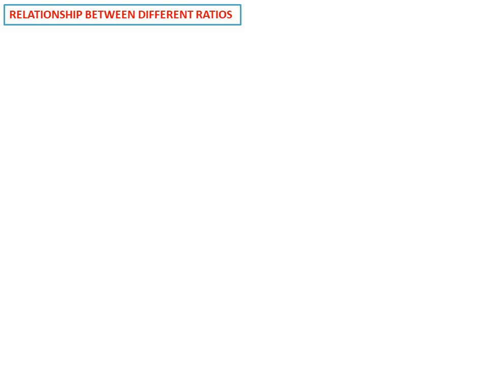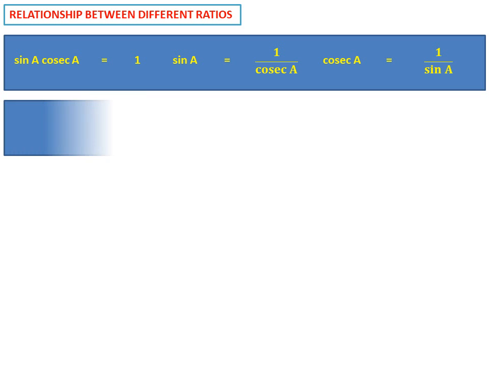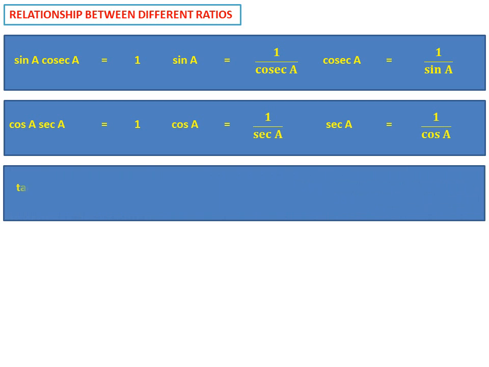Then we have also studied the relationship between different ratios. The first one is sin A into cosec A equals 1, or you can also write sin A equals 1 by cosec A and cosec A equals 1 by sin A. Same way, the second pair, cos A and sec A, cos A into sec A equals 1, and cos A equals 1 by sec A and sec A equals 1 by cos A. And the next one is tan and cot, tan A cot A equals 1, then tan A equals 1 by cot A, and cot A equals 1 by tan A.